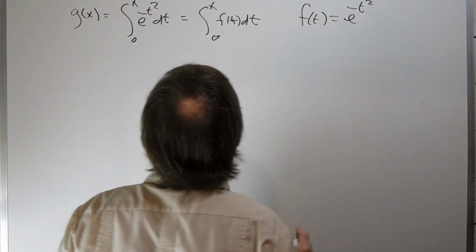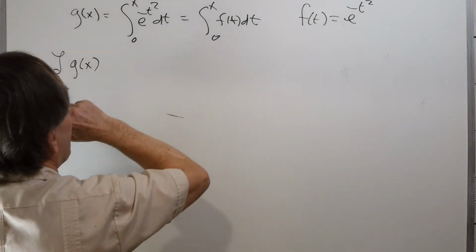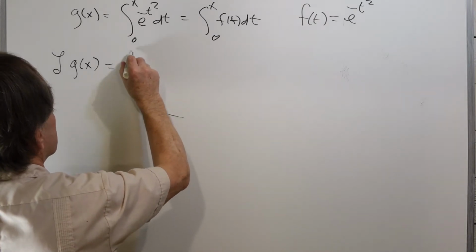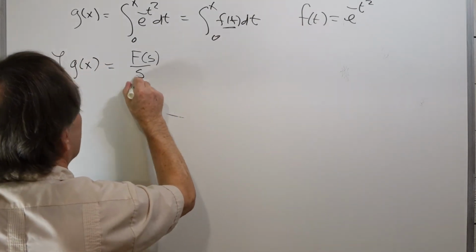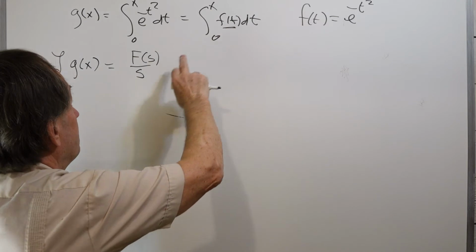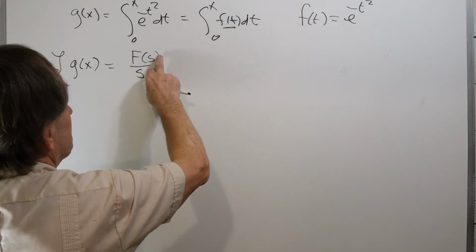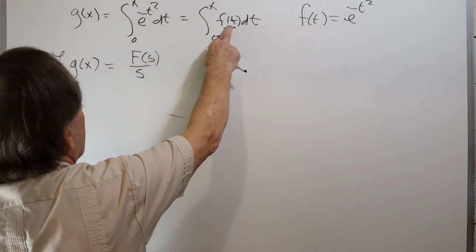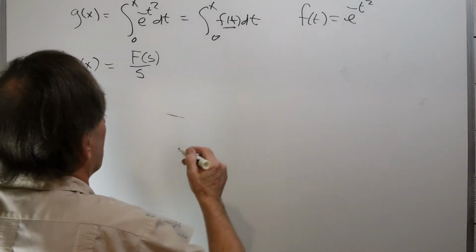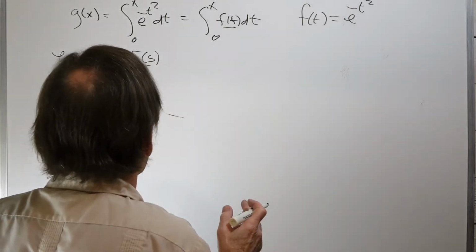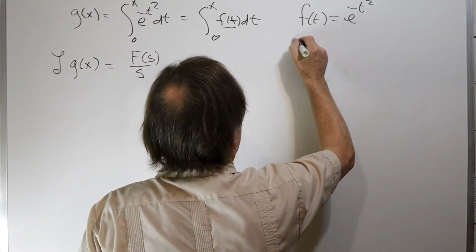Now, when we take the Laplace transform of g of x, this is just the Laplace transform of the integrand divided by s, because we're integrating f of t. So the Laplace transform of an integral of f of t is just the Laplace transform of f of t divided by s.